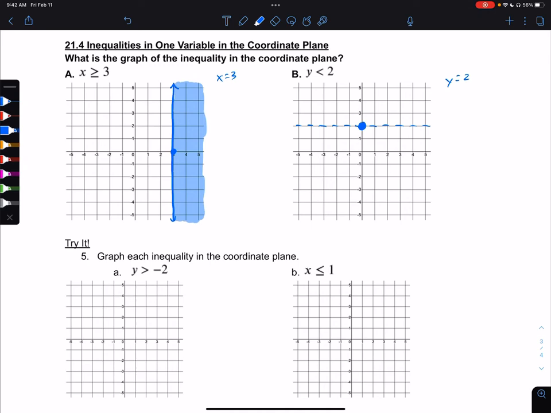We want the values that are less than that, so we would shade everything below the value of 2. Actually, we're looking for the y values that are less than 2. So we'd start with 1, 0, negative 1, and so on. And that's it for these. These ones are pretty straightforward.